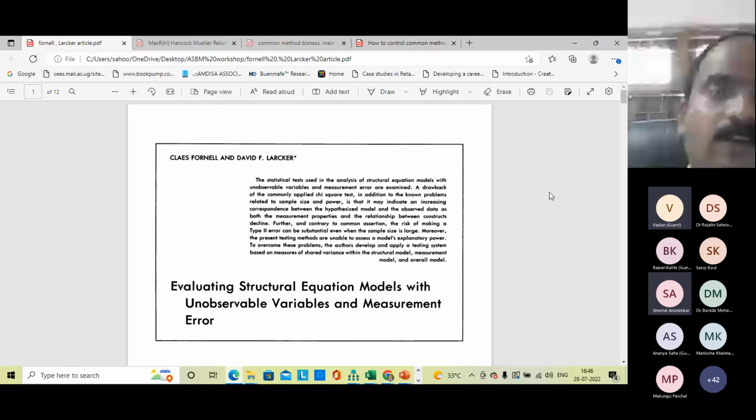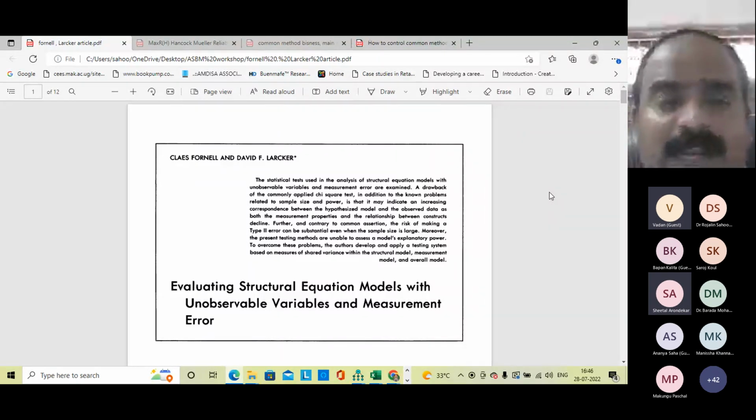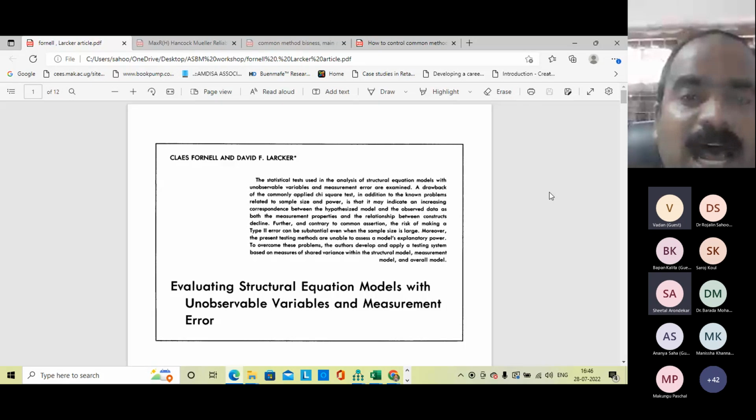Again, according to Fornell and Larcker, the MSV and ASV are lesser than AVE. So it is well justified that according to the standard of Fornell and Larcker, the discriminant validity and convergent validity are proven. So there is no concern of validity.